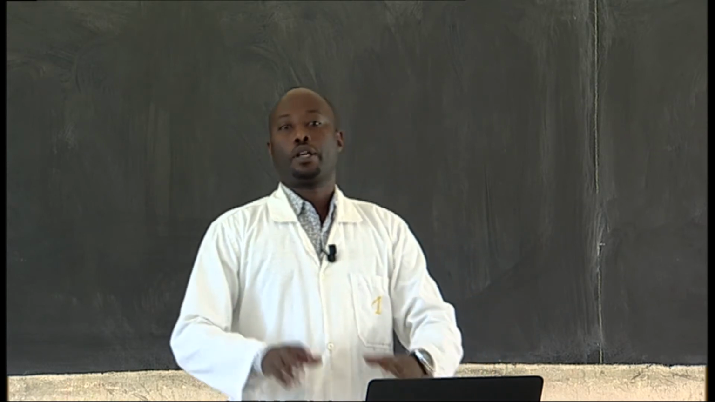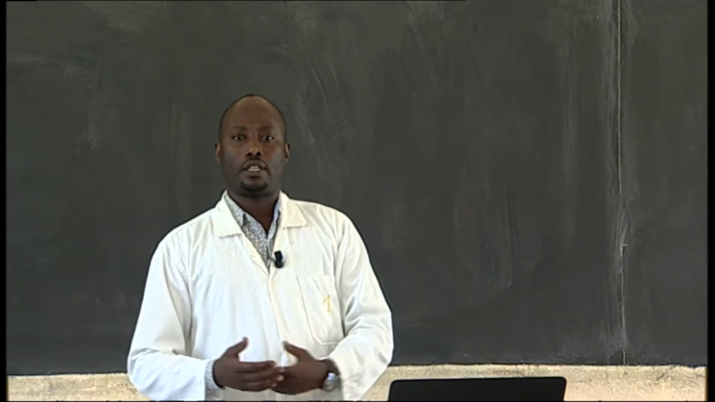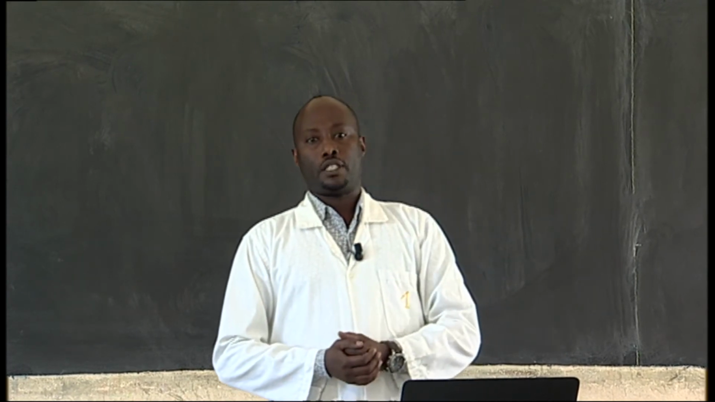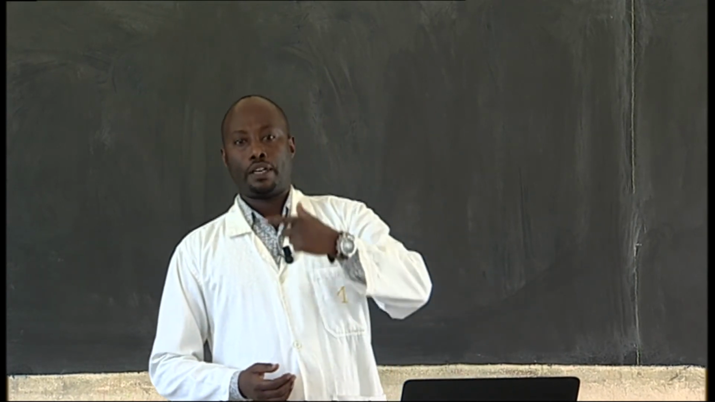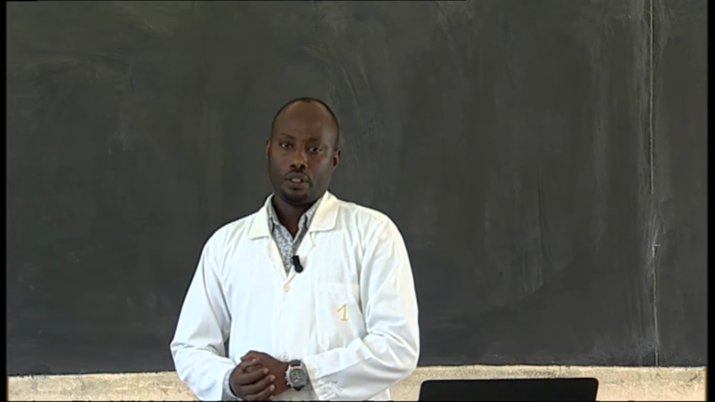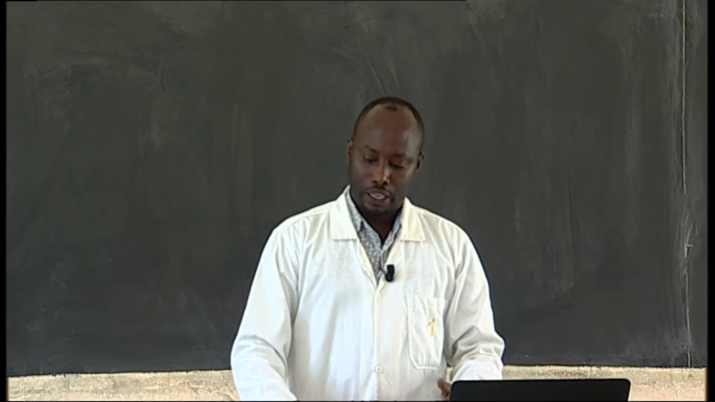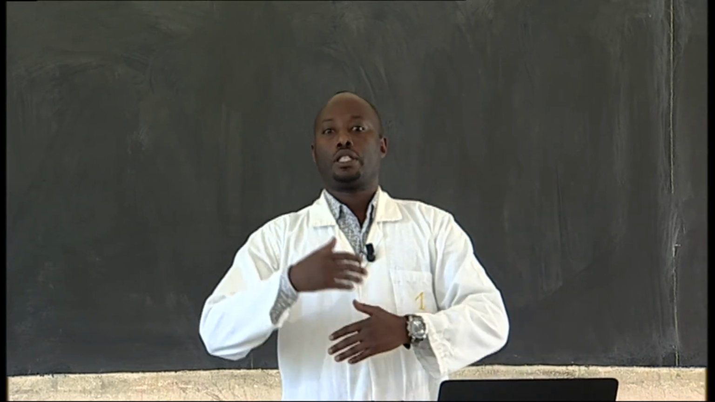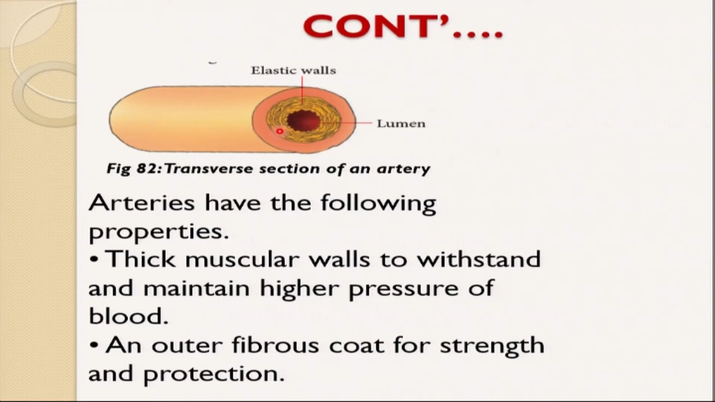Arteries have the following properties. There are a number of properties that are possessed by the arteries. We have to discuss those properties that indicate this blood vessel is an artery. I will give you a small time to think about it, and eventually we're going to discuss it in detail. What are the major properties and characteristics that characterize the structure of an artery?